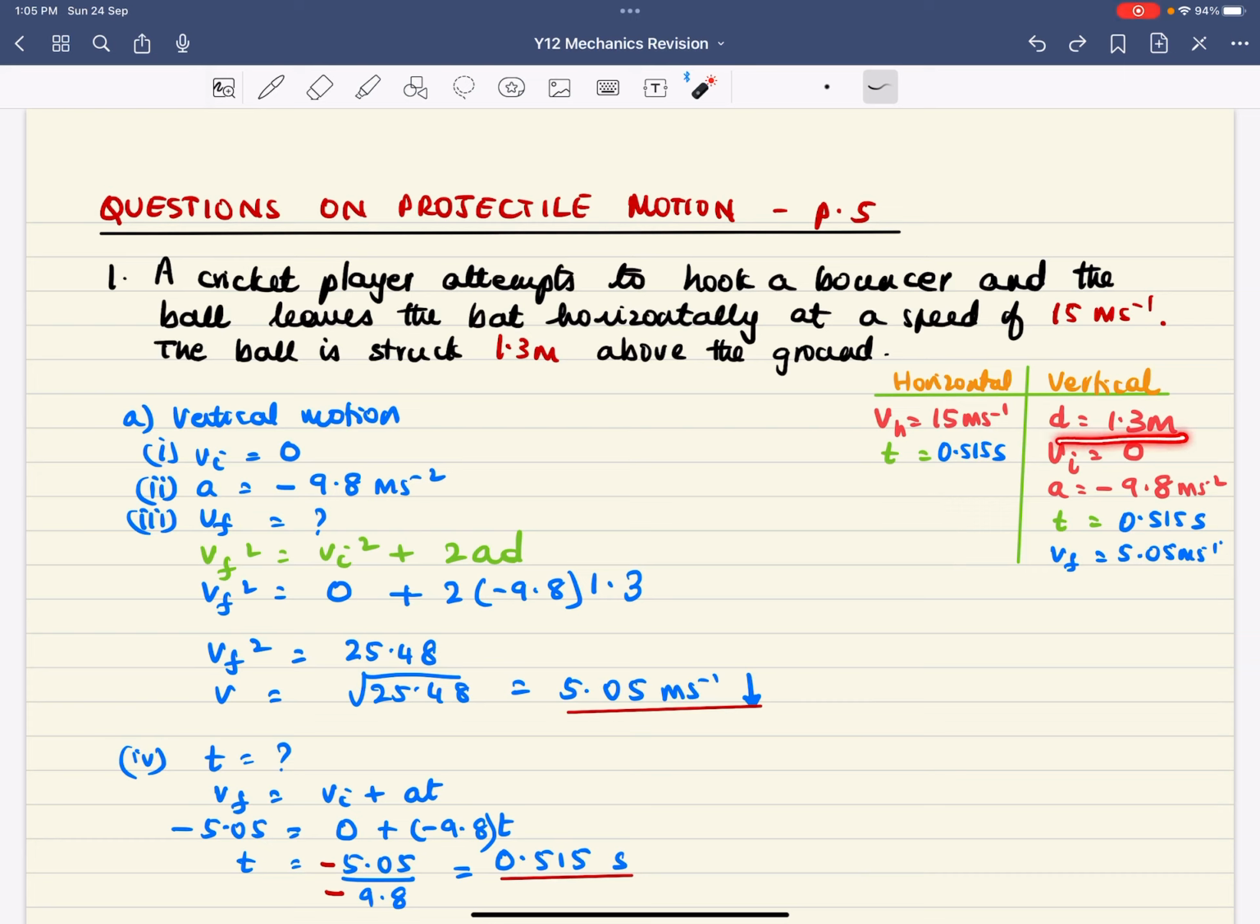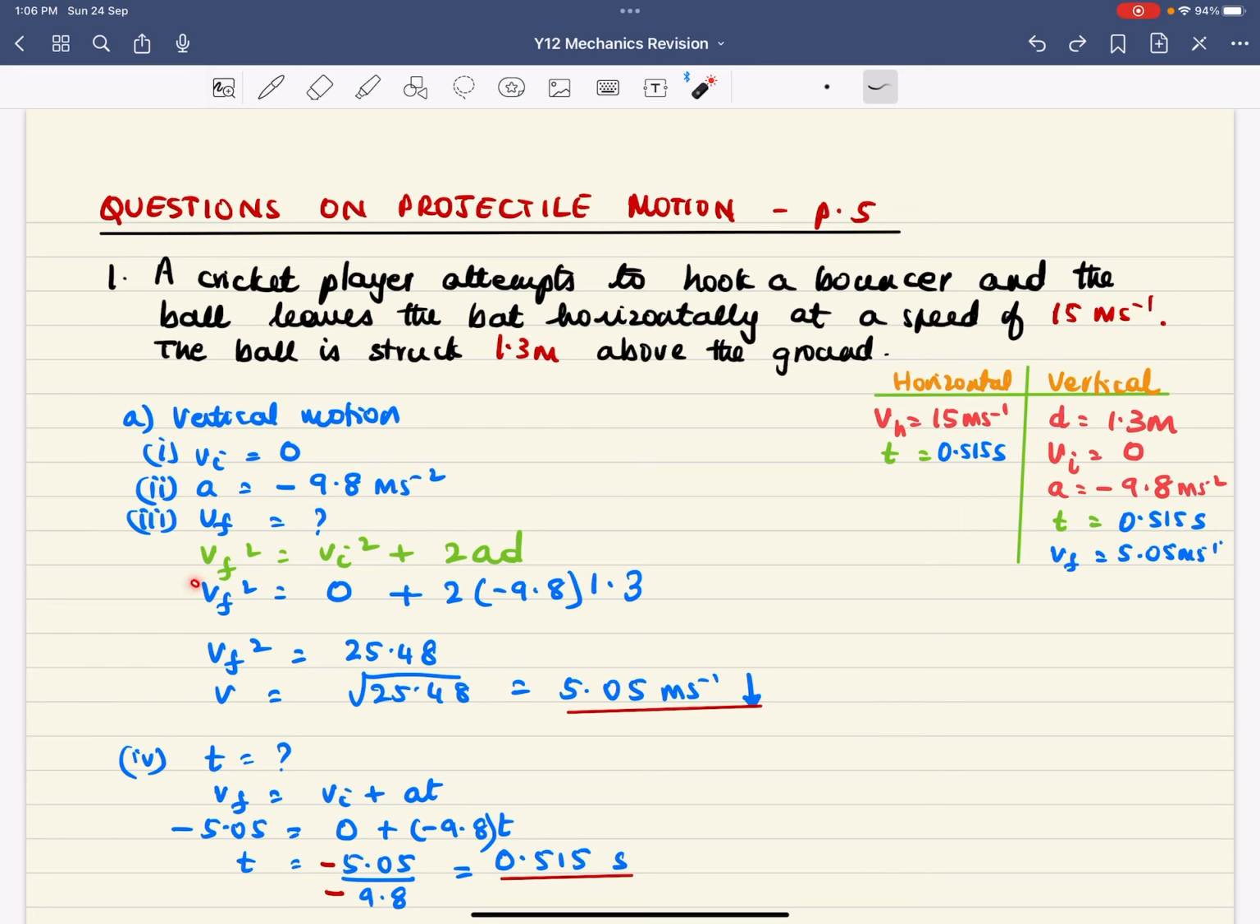The vertical height is 1.3 meters, and I know at the top the initial vertical speed is 0, and acceleration due to gravity, which acts downwards, is negative 9.8 meters per second squared. Anything in blue is what I found later on. So for the vertical motion, in order to find out the time as well as the vertical velocity when it hits the ground, we use kinematic equations.